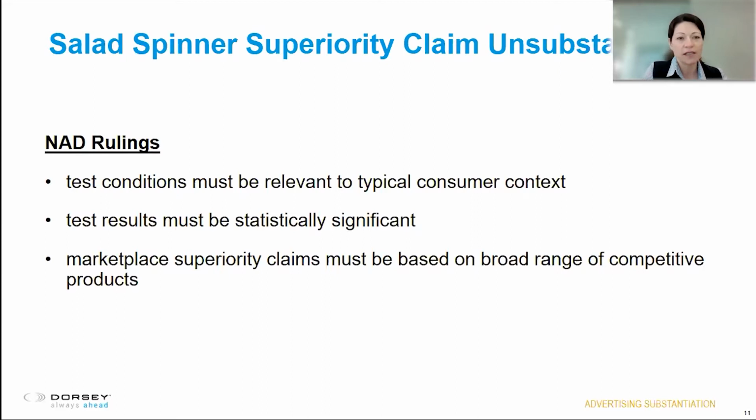So one of the issues, as I mentioned, is the testing wasn't conducted on any form of lettuce or produce. The testing didn't represent a typical condition under which a consumer would actually use or interact with the product. And the NAD finds the test conditions have to be relevant to the typical consumer context. So testing on sponges and cloths, not okay. The test results also must be statistically significant. And here the NAD was specifically concerned that the tests only included 5 trials of each product with a wide ranging set of data points. So the sample size here didn't reliably demonstrate the differences in the product, the superiority of the product.